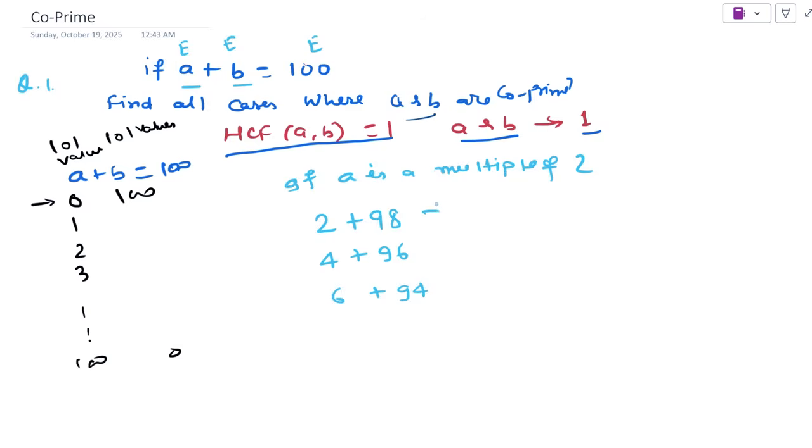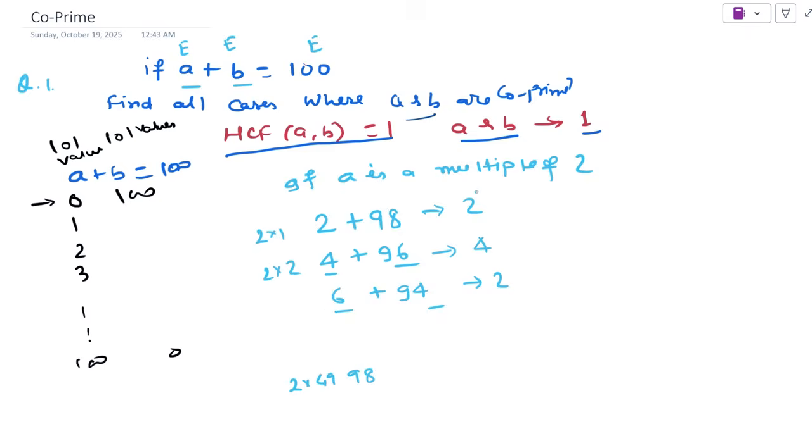And they will have a common factor of at least 2 here. Here, 4 and 96 have a common factor of 4. Here, again, they have a common factor of 2. So all the cases where a is a multiple of 2 will have a common factor of 2 between a and b, right? How many such cases are possible? a can be from 2 till 98, so 2 into 1 till 2 into 49.